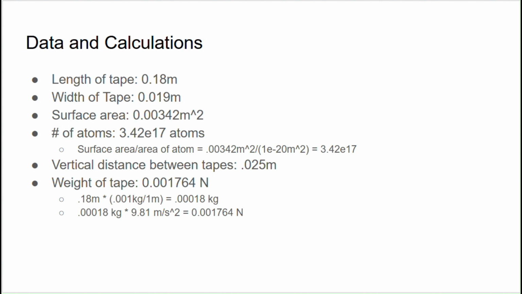So here's the data and calculations. Some of these are from Lab 1 when we actually did the experiment. The length of the tape is 0.18 meters. The width of the tape is 0.019 meters. Surface area was 0.00342 meters squared, which is just the length and the width multiplied together. The number of atoms we got from the equation surface area divided by the area of the atom, and we got 3.42 times 10 to the 17 atoms. We measured that the vertical distance between the tapes was 0.025 meters. And then for the weight of the tape, we multiplied the length of the tape times the density of the tape and multiplied that times g to get 0.001764 newtons.